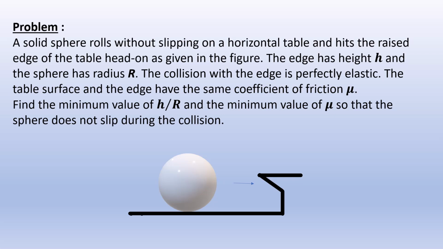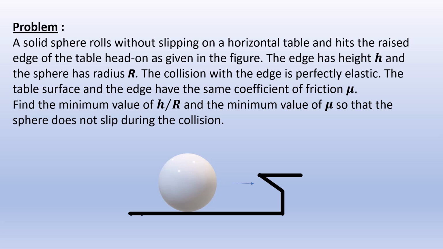Now let us carefully understand the problem. A solid sphere is rolling on a horizontal table without slipping. That means the translational speed and rotational speed are perfectly related. So initially the sphere is in pure rolling motion. Now the sphere moves forward and hits the raised edge head on, exactly as shown in the figure. The height of this edge is h and the radius of the sphere is r.